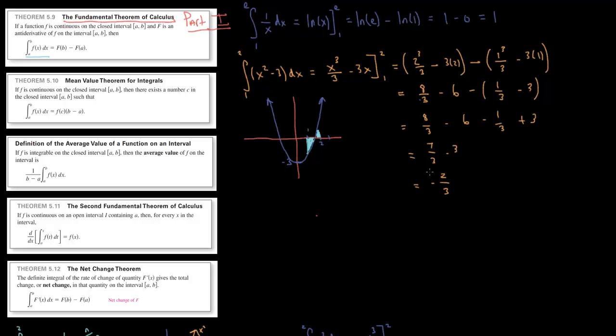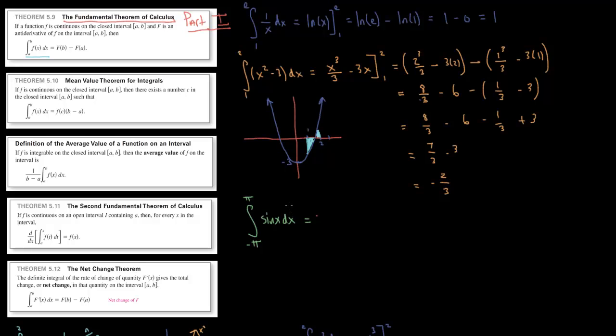For instance, I'll just do an example real fast while we're here. Let's do a trig function. Let's do like the definite integral from negative pi to pi of sine x dx.